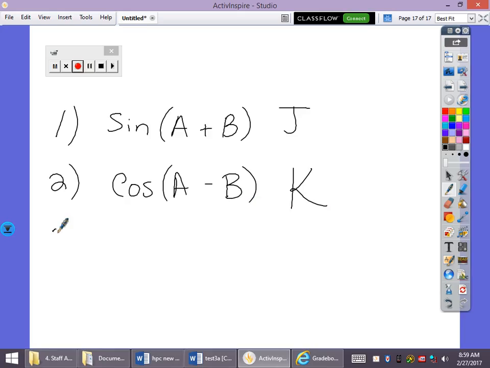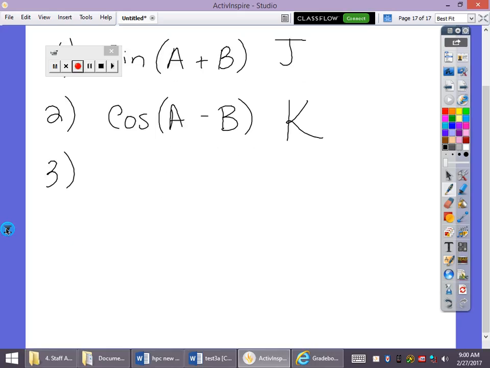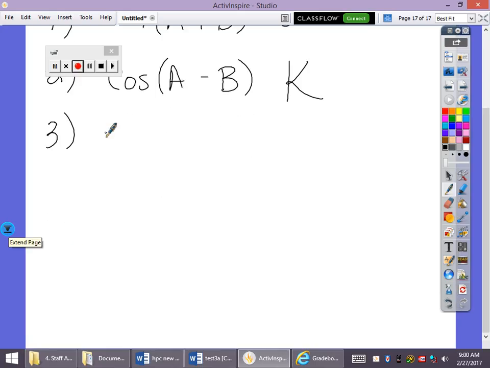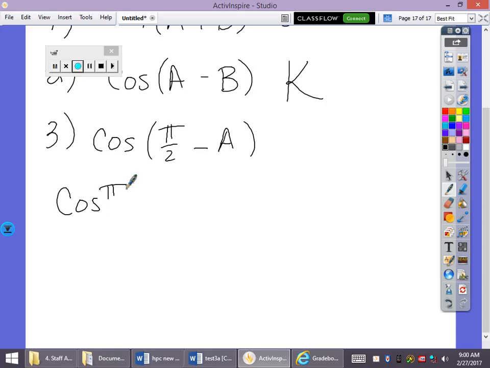Okay, number 3 required some work. It is sum difference. It is the cosine of pi over 2 minus A. So that's going to be the cosine of pi over 2 times the cosine of A plus sine of pi over 2 sine A. How many degrees is pi over 2?